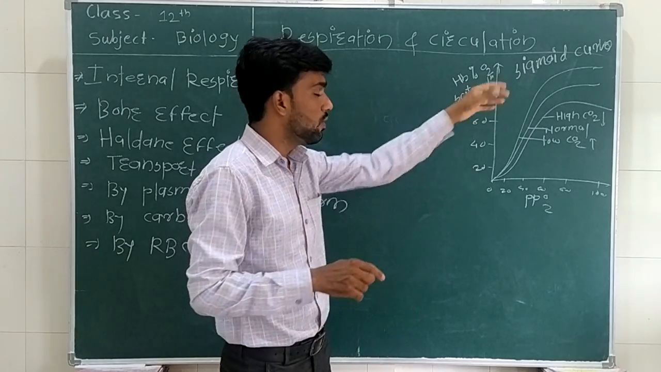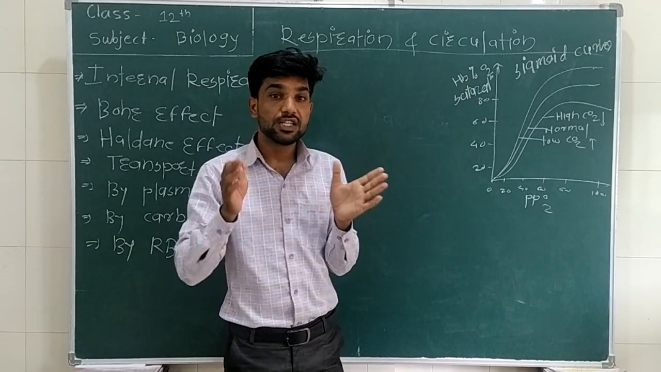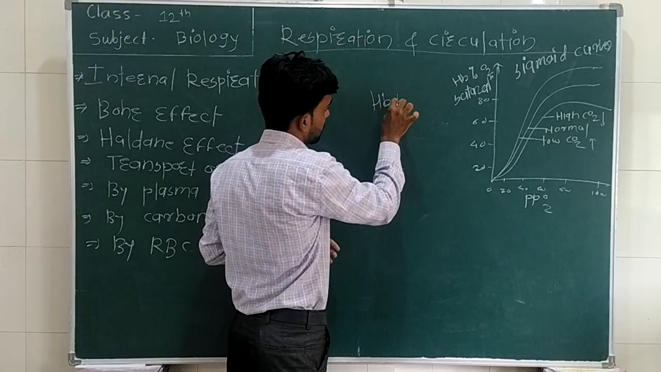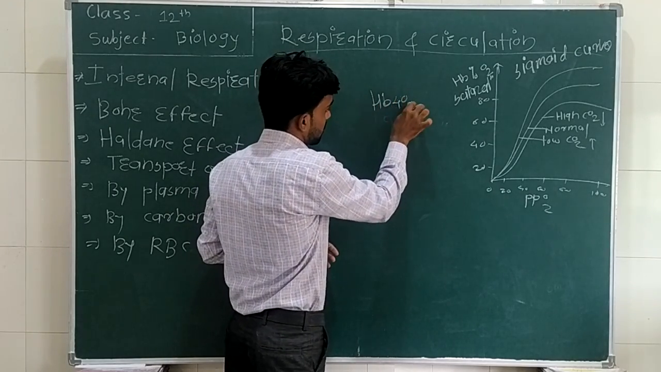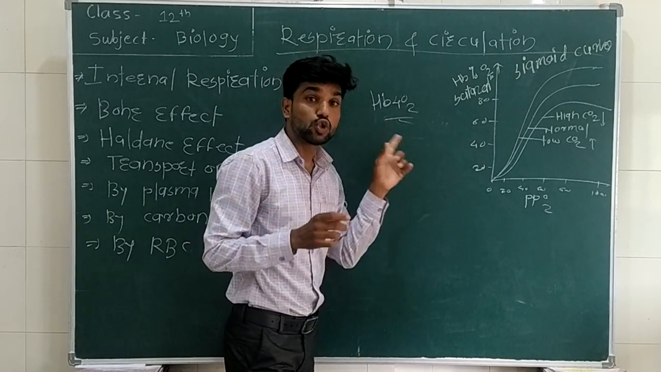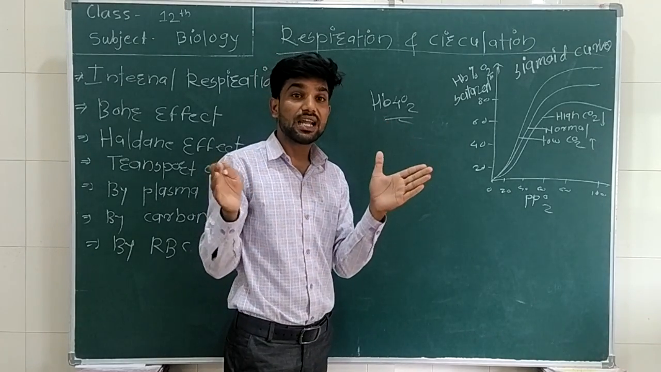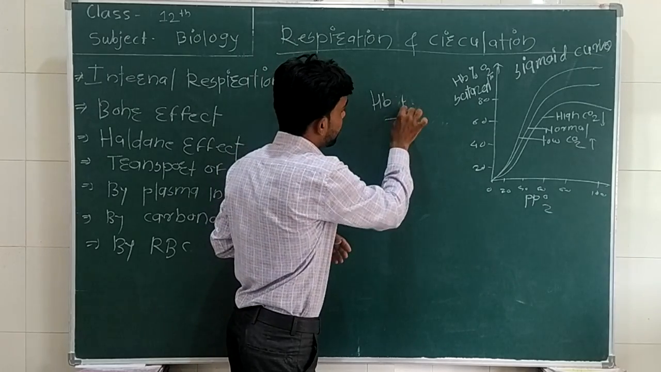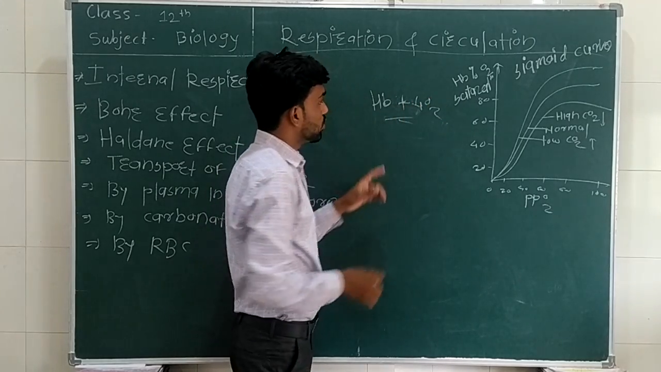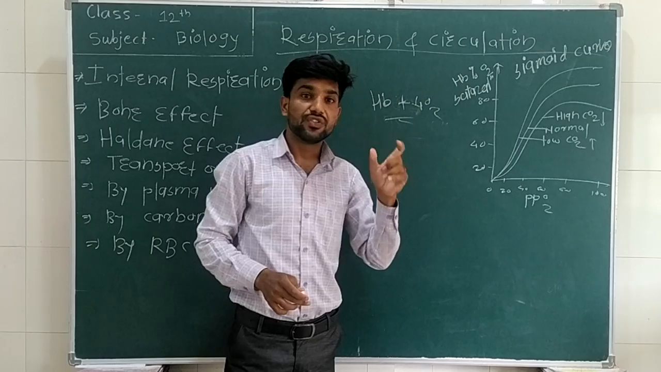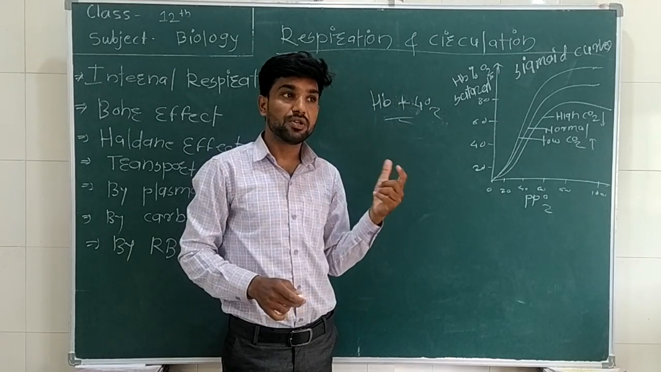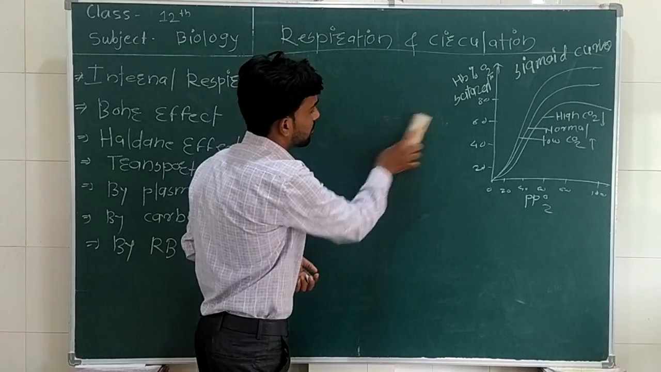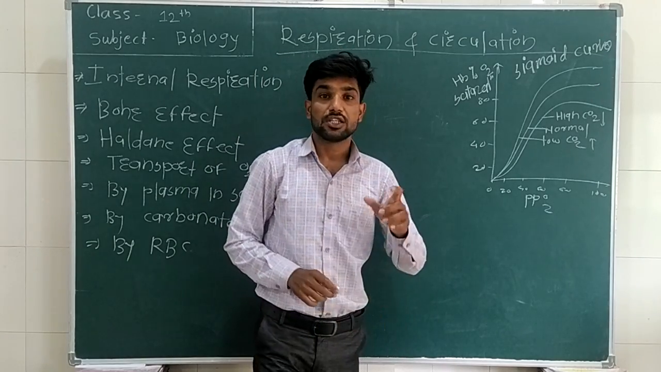Now, when oxygen is bound with hemoglobin, this is association. But when it is not bound with hemoglobin, this is dissociation. So if the oxygen-hemoglobin is dissociated, the saturation is low. But when they are in associated form, the saturation is high.